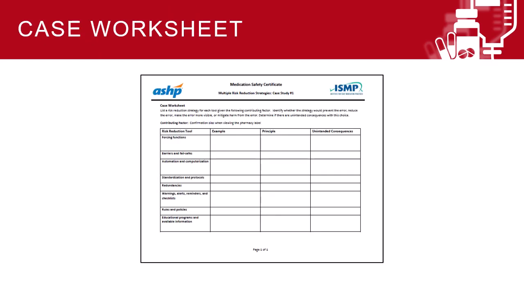Now you'll want to access the case worksheet. The case worksheet is going to list out all the different risk reduction strategy tools. Next to each tool, you're going to list an example, what risk reduction principle this covers, and any unintended consequences of that risk reduction strategy that you can think of.